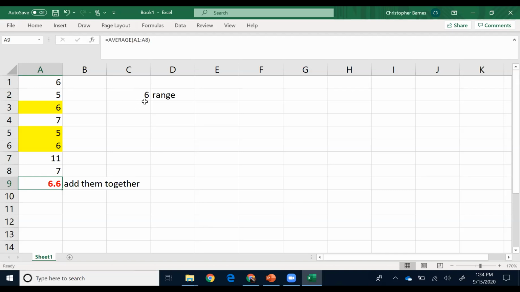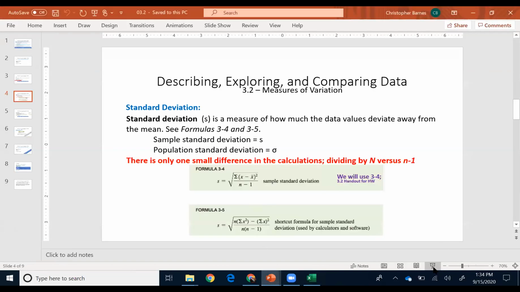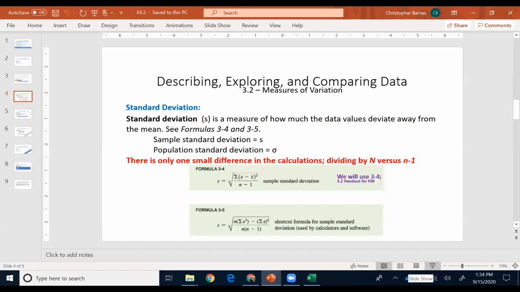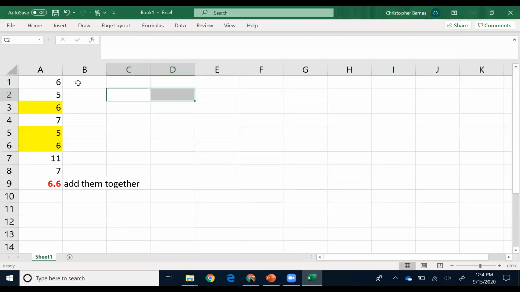Now, when we sit back and think about what the standard deviation is, somebody else can repeat what was on this screen. What is the definition of the standard deviation? Is a measure of how much the data values deviate away from the mean. How much the data values deviate from the mean. So I'm going to show you what it means by deviating away from the mean. Our mean is 6.6.